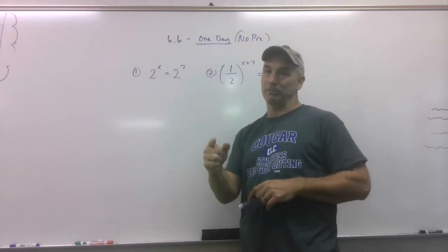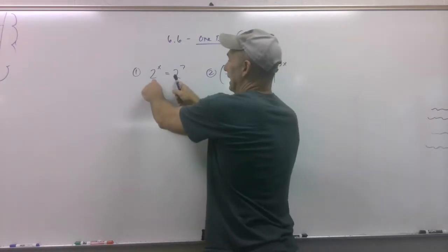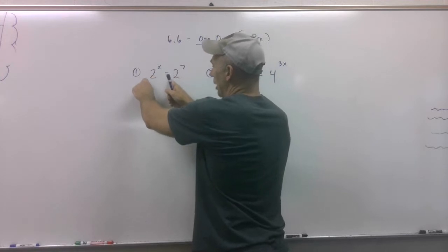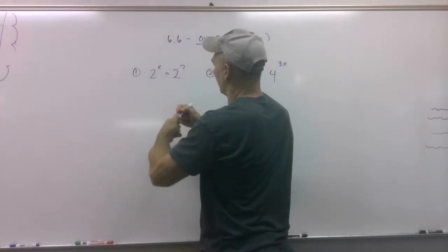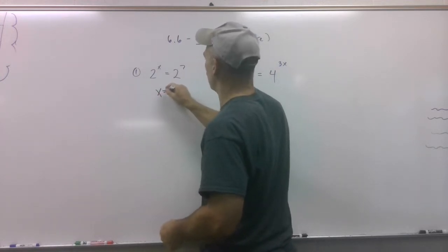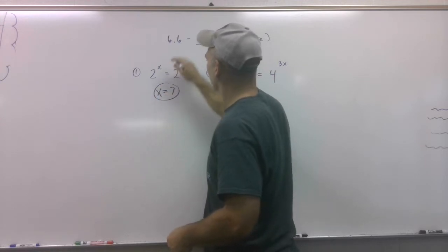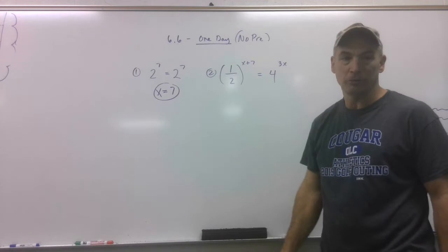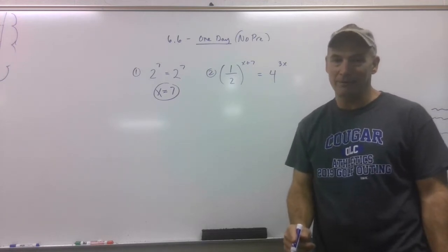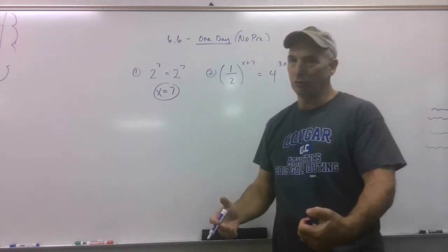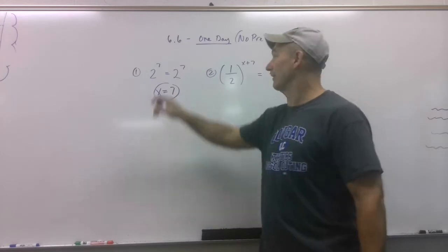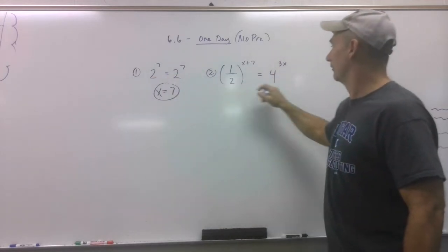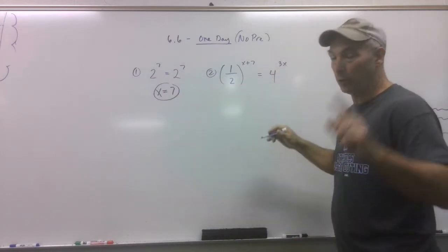Common bases, happy places. If a problem's written like this, there's no reason to slap a log on both sides, because I can just look at this and go, hey, x equals 7. It has to be. Because if I put a 7 in there, how can that not be true? Okay, don't you wish they were all like that? This is algebra 2. So it's going to push it, make you work to get to here. And here it is. But we've done these before.